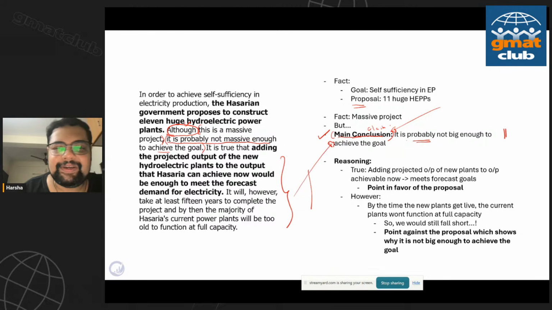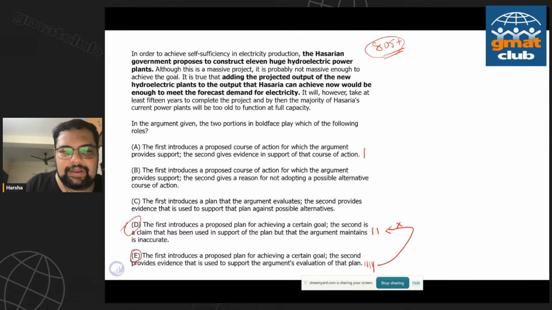It's as you read the rest of it that you piece together the idea that, hey, this was the main conclusion all along. So, to achieve self-sufficiency, the proposal is 11 huge hydroelectric power plants. The author tells us this is a massive project, great, but it's probably not big enough to achieve the goal. Okay, why is that? This is something I really wanted you to pay attention to, and Muskan did a great job of talking about this. You see what this means? Those of you who chose choice D, where is the inaccuracy?